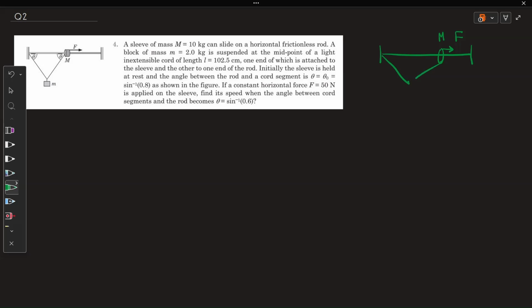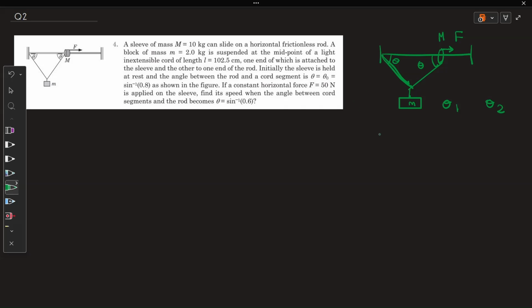Now, there is a string attached to it. At the midpoint of the string, you are hanging a block of mass small m, and this makes an angle of theta at each and every position. The initial angle is theta 1 and the final angle is theta 2. At the initial position, both are at rest, and we are just starting to apply the force F. They are asking for the final speed of the cord, or sleeve, when the angle is theta 2.